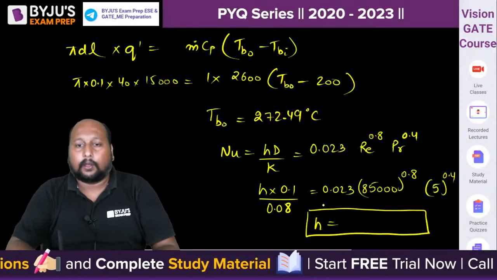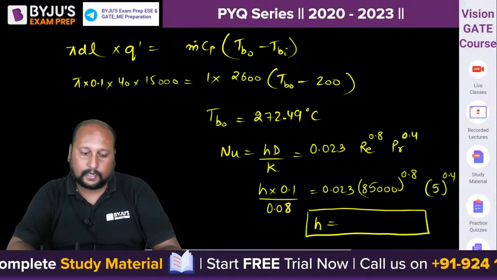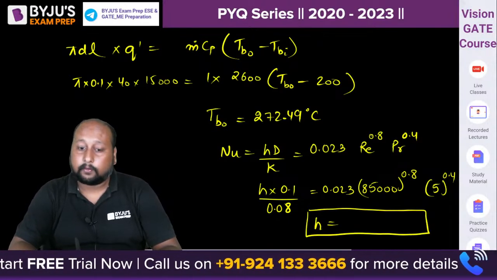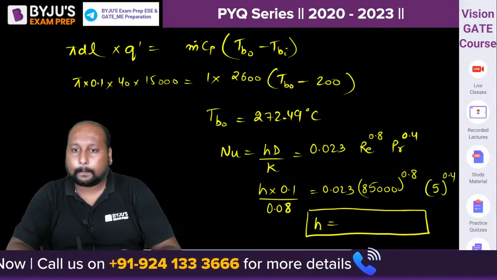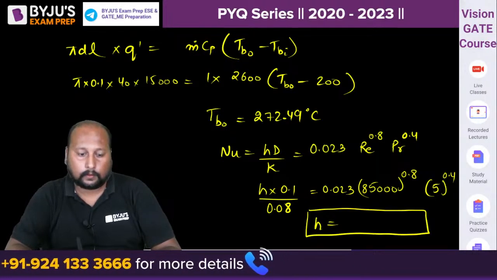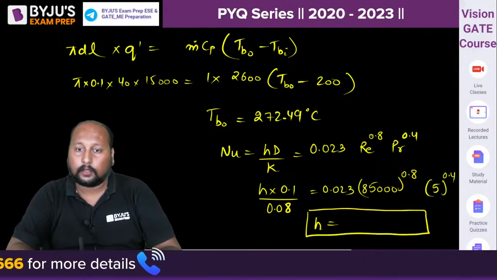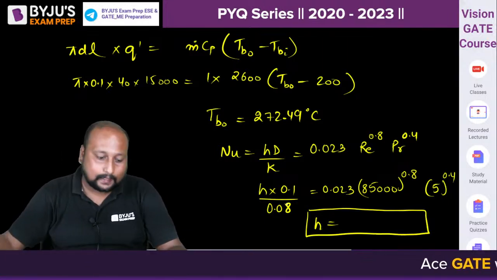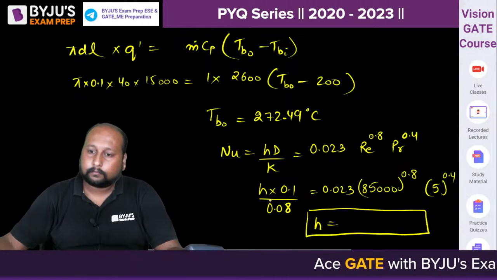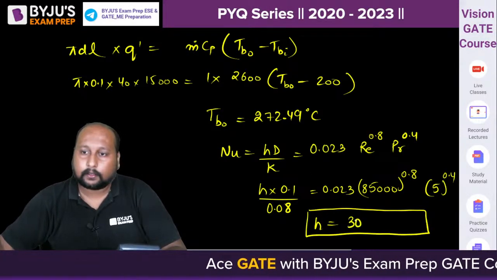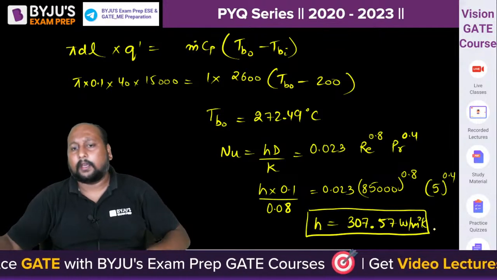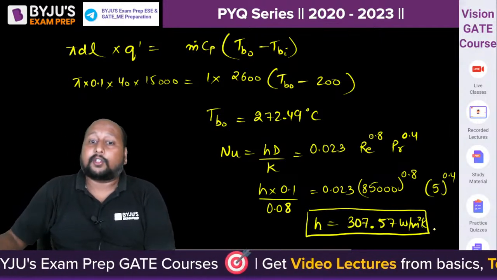Chaliye, quickly. 85,000 to the power 0.8 into Prandtl to the power 0.4 into 0.023 into 0.08 divided by 0.1. So are you getting 307? Yes. Are you getting 307.57 watt per meter square Kelvin? Okay, so this is the convective heat transfer coefficient we are getting.